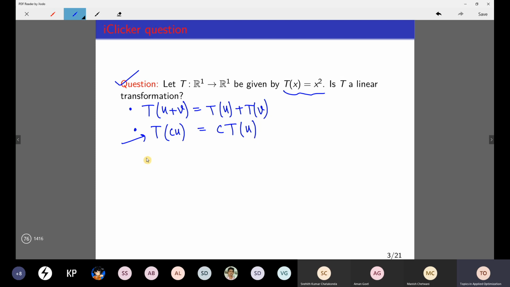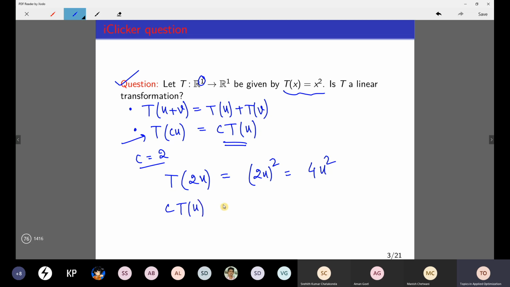If you focus on just this one, let us say I choose c to be 2. So T of 2 times u, where u is some arbitrary vector. Since this is R1, u also becomes a scalar actually. So T of 2u is 2u squared, which is 4u squared. And if we calculate c times T of u, that is c times u squared, and c was 2, so 2u squared. But these are not equal. So since this condition is violated, this is not a linear transform.